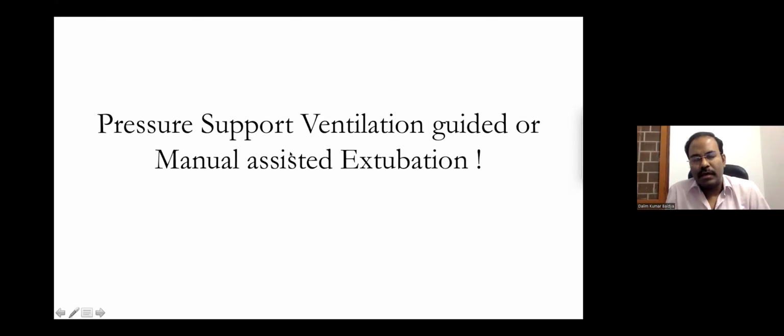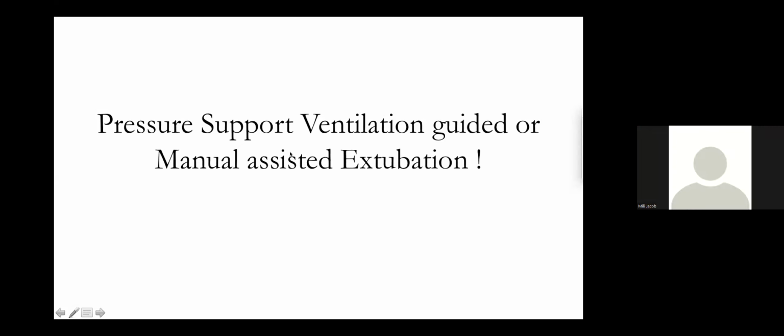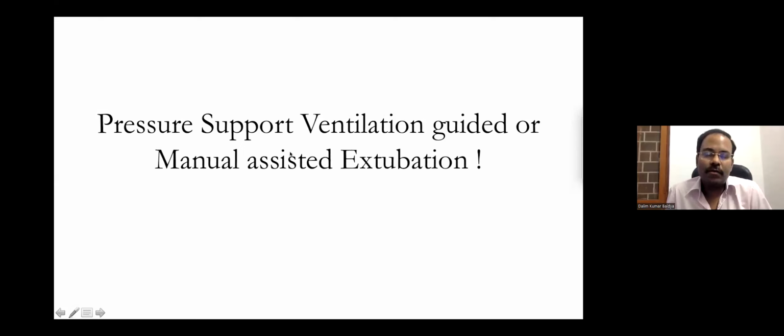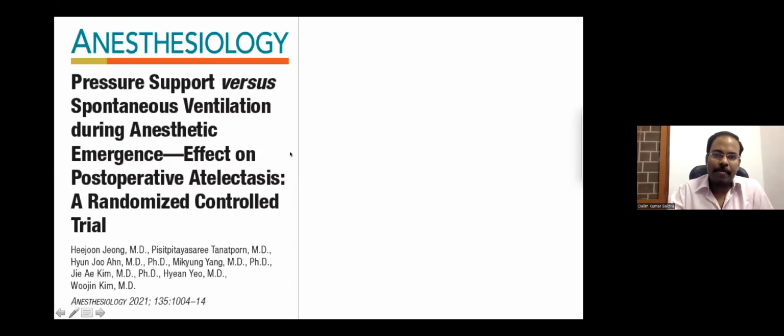versus where we are keeping the patient with low pressure basically on a T piece, or in the OT where we open the APL valve and keep it. In the ICU setup, PSV guided extubation has been found to have a better oxygenation rate in the post-operative period and less chance of further respiratory complications.